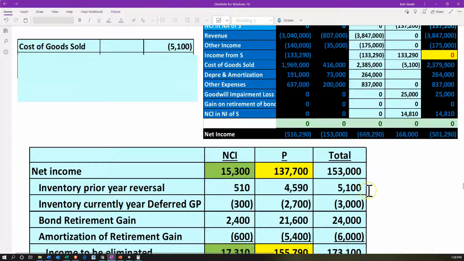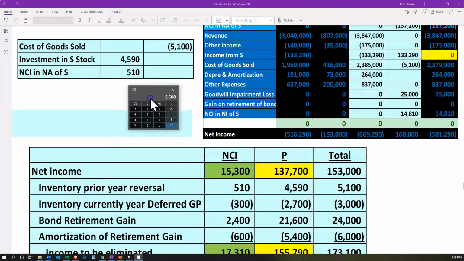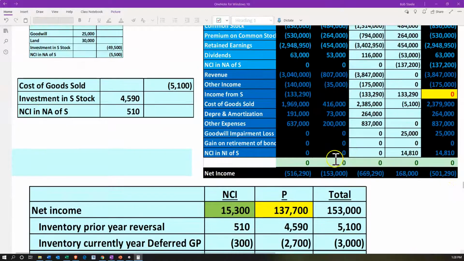So first we're going to be thinking about that 5,100. That's also going to be part of the change to the cost of goods sold. It's going to be a credit to cost of goods sold. Then the other side is going to the balance sheet side for the controlling and non-controlling interest, that being controlling interest, investment in S stock, and non-controlling interest in the NA. So we're going to take that 5,100 and multiply it times 0.9. That's going to be the 4,590. And then if we take that 5,100 and multiply it times 0.1, we get the 510.